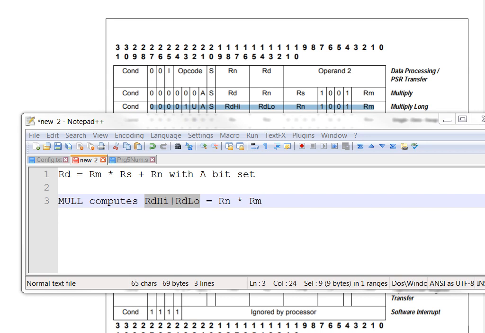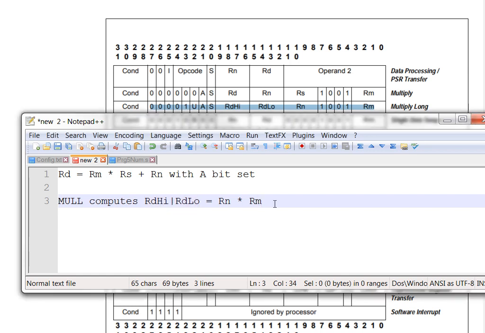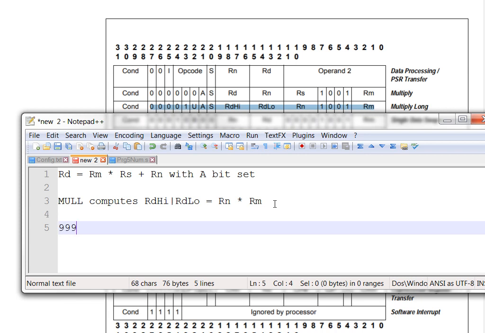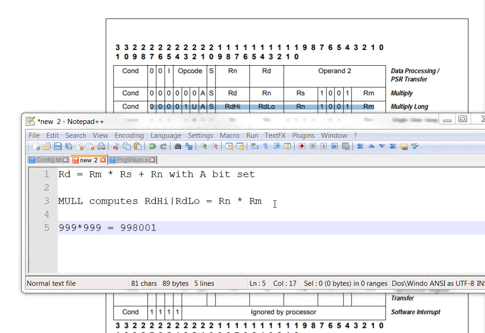To see this more easily, consider what the result will be of multiplying two 3-digit numbers in decimal. So 999 times 999 is actually equal to 99801, which takes 6 digits, which is twice the number of digits in either of the operands. So why does a MUL or MLA use only 32 bits for the result?